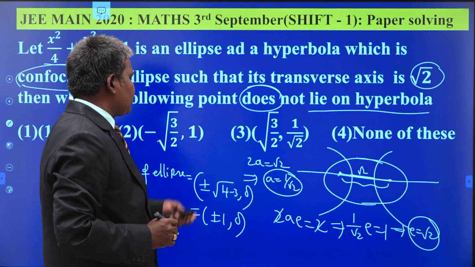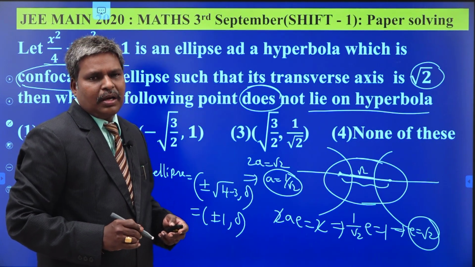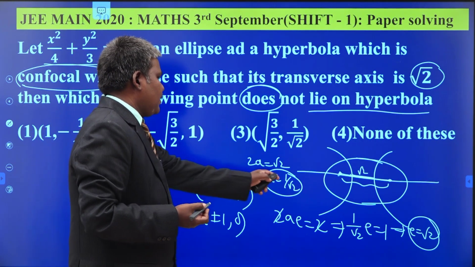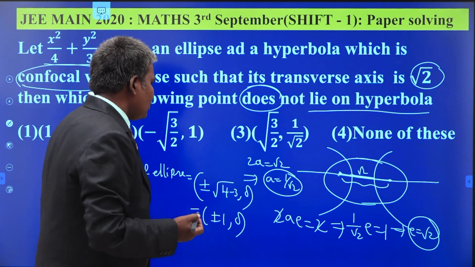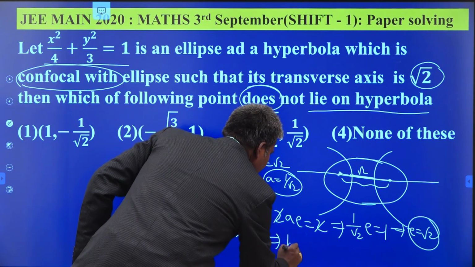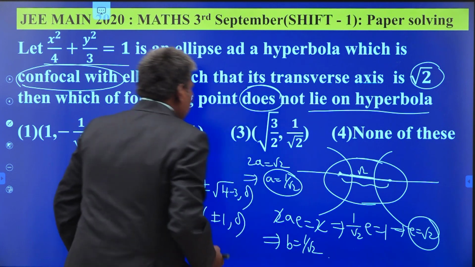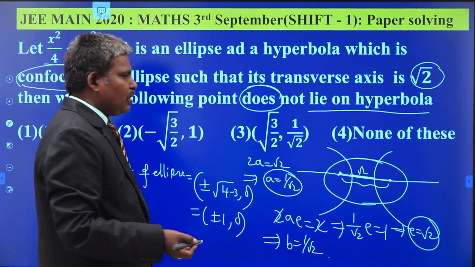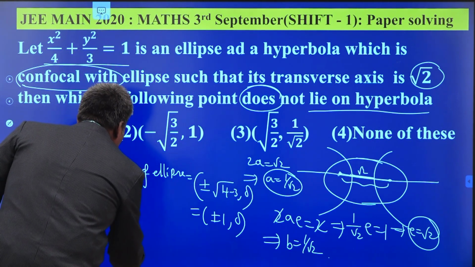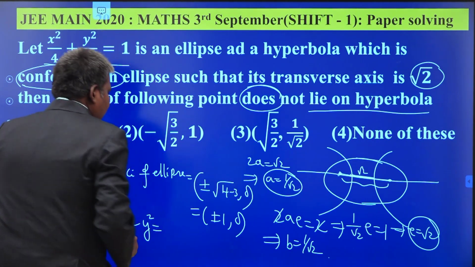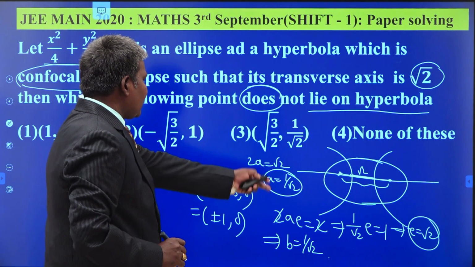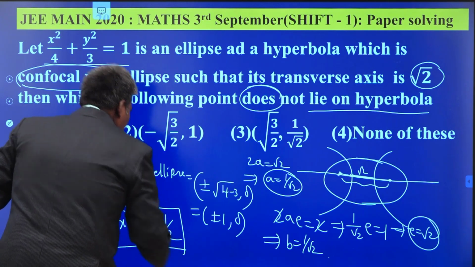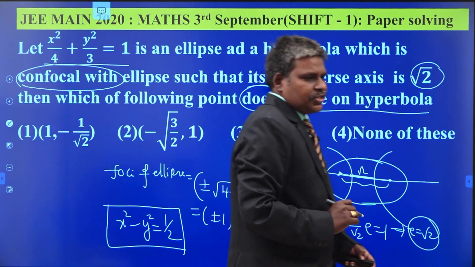We mean the hyperbola must and should be a rectangular hyperbola. For a rectangular hyperbola, a is equal to b. So already we have a as 1 by root 2. Implies b is also 1 by root 2. So what is the hyperbola equation? x square by a square minus y square by b square equal to 1. We mean x square minus y square equal to a square. a square or b square? 1 by 2. 1 by root 2 whole square is 1 by 2. This is your required equation of the hyperbola.